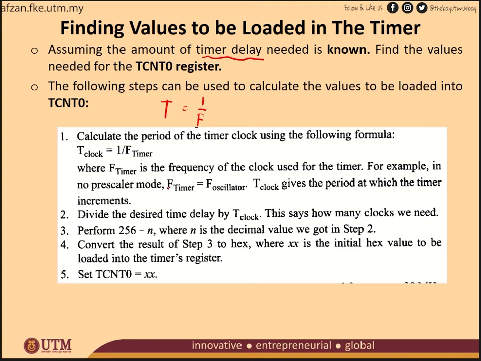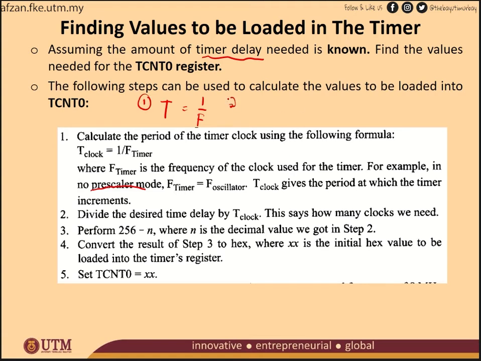So if you are using no prescaler mode, it means that F timer equals F oscillator. If no prescaler is used, you just take the external F. If you are using the prescaler, then you need to divide the oscillator frequency by your prescale value to get your new F. This is the first equation that you need to know.